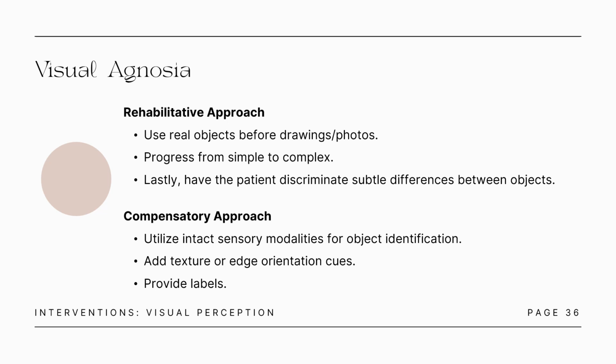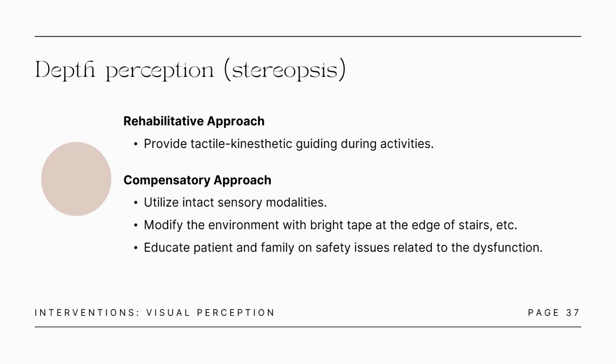And then on the compensatory side, use touch or your verbal descriptions to help a person identify the objects. Modify their environment with texture or labels, and suggest the use of labels for items at home. To rehabilitate depth perception, provide kinesthetic reinforcement or guiding during activities. And again, for depth perception, use their intact senses to help compensate. Modify the environment with bright color to draw attention to edges, especially for safety concerns. Educate the patient and family about safety concerns before discharge.